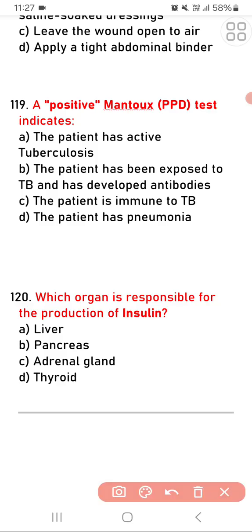A positive Mantoux PPD test indicates the patient has been exposed to TB. This is exposure to TB and has developed antibodies. Which organ is responsible for the production of insulin? Pancreas.